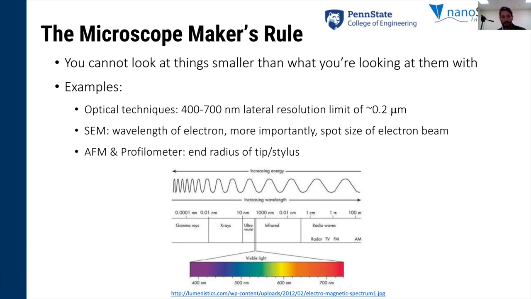Whereas with an SEM, we're not using photons at all anymore. Now we're actually using an electron beam that's rastering back and forth over the surface to get our image, and the electron's wavelength is dependent on its energy.